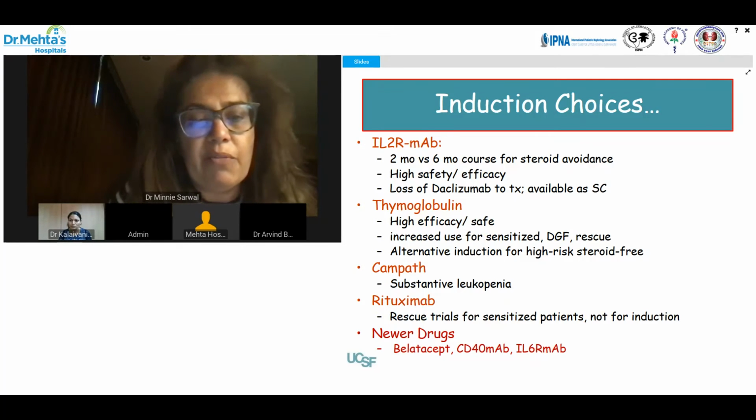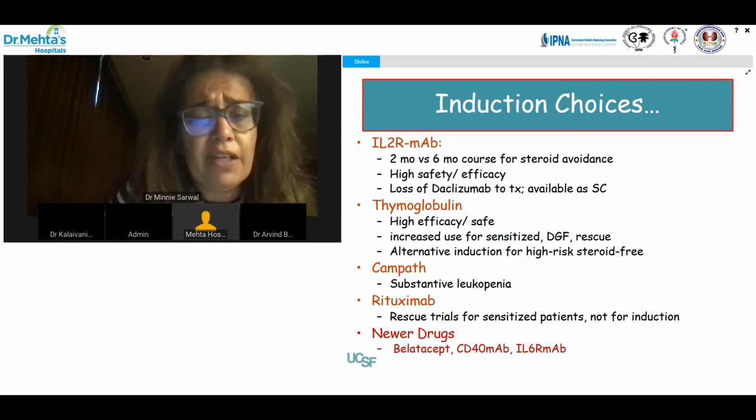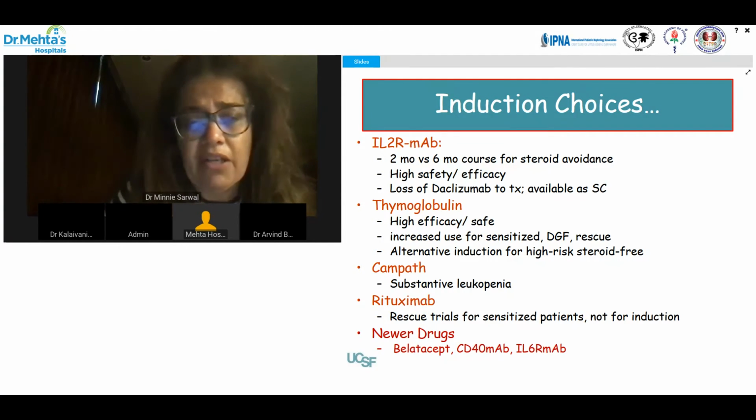it's basically been replaced by basiliximab as the main IL-2 receptor monoclonal antibody, which has not been utilized or shown to be safe for longer induction dosing. Daclizumab is actually available in a subcutaneous formulation for myeloma treatment, but despite attempts by many of us to approach these manufacturers, it is still not available as a subcutaneous formulation in transplantation for induction. So it's pretty much been lost to us in transplantation.